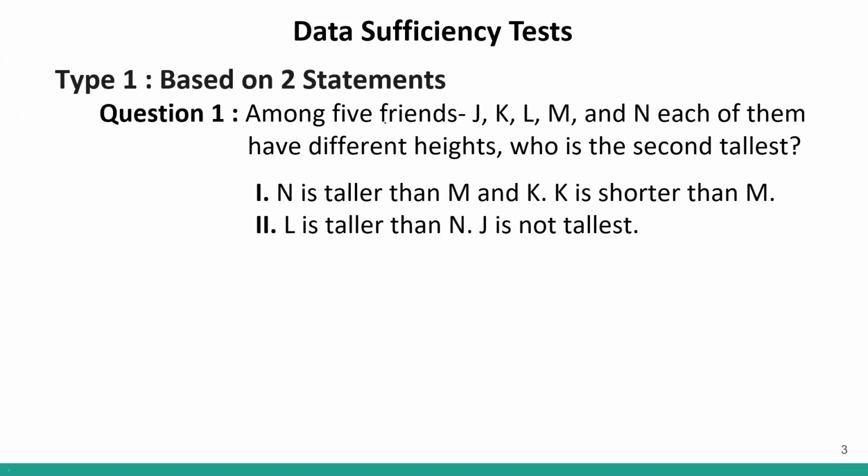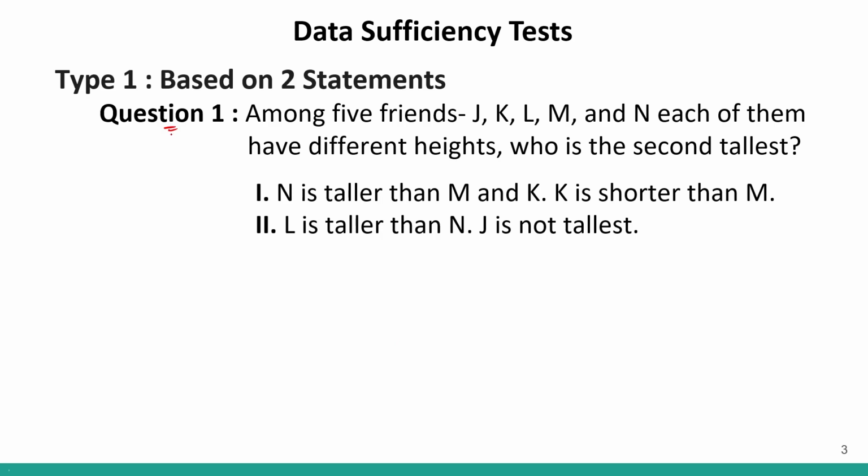Now we know that in totality we have two types of data sufficiency. Type 1 is based on two statements, and type 2 is based on three statements. In today's lecture, we will discuss type 1, based on two statements, and in the next lecture, we will discuss type 2, based on three statements. Okay? Let us start with question number 1.